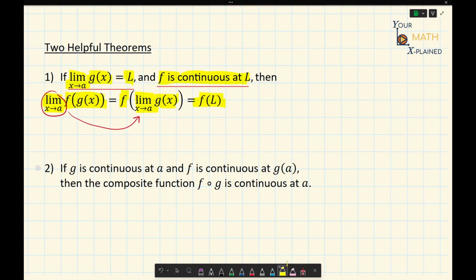The second theorem says that if the function g is continuous at a and f is continuous at g of a, then the composite function f of g is also continuous at a. This theorem explains why complicated functions are still continuous. It saves us from having to reprove continuity for every new function that we encounter. So together, what these two theorems tell us is that limits pass through continuous functions.